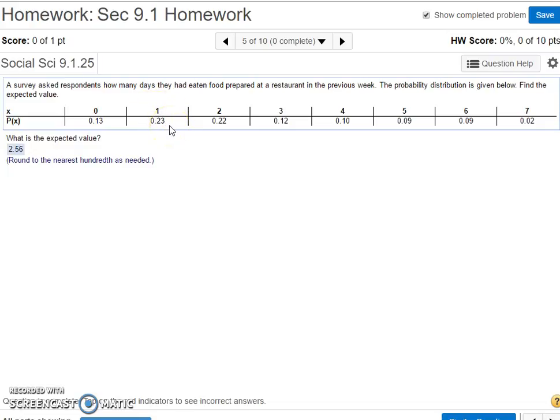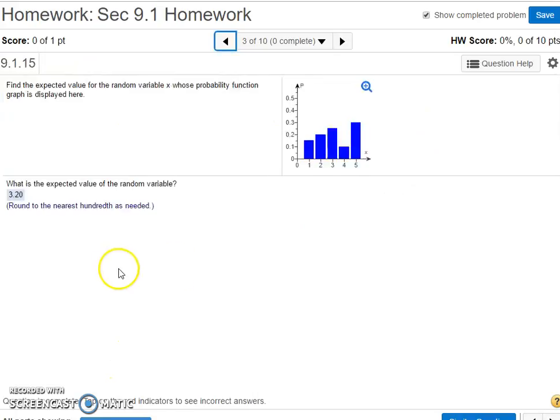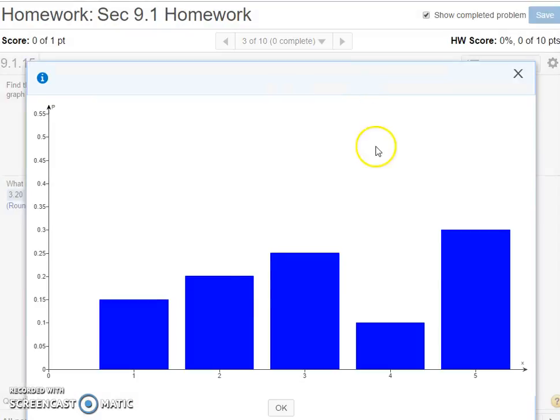1 times 0.23. So at this point in time, we have 0 times 0.13 plus 1 times 0.23. Then we're going to add to that 2 times 0.22 plus 3 times 0.12 all the way up to 7 times 0.02. So here we're going to have 0 plus 0.23 plus 0.44 plus 0.36 all the way up to plus 0.14. And then what we're going to do is add all those together, and that will give you the expected value.